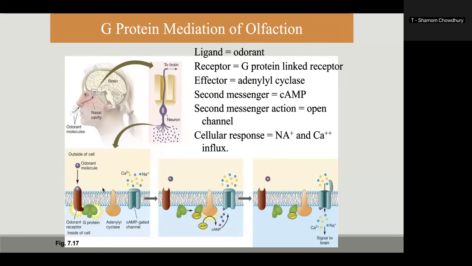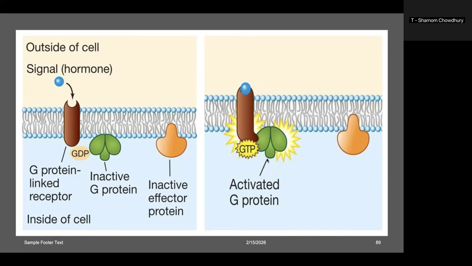So here's an example through smell. Your ligand, which is your signaling molecule, is an odorant, a smell. The receptor is obviously a G protein linked receptor. So the odorant, a smell, binds to the receptor. That receptor then activates your G protein here, which converts it to GTP.